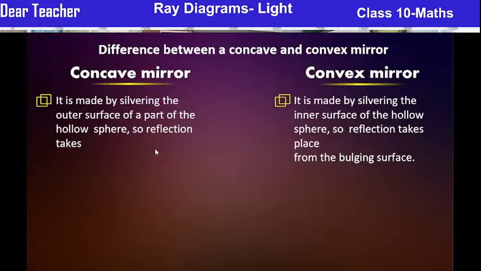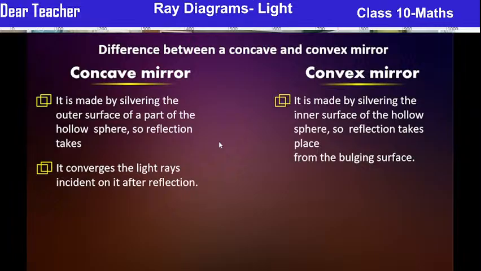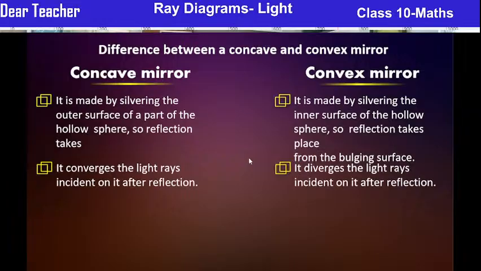The convex mirror is made by silvering the inner surface of a hollow sphere, so that reflection takes place from the bulging surface. Okay. And second, the concave mirror converges the light rays incident on it after reflection. The convex mirror diverges the light rays incident on the mirror after reflection.